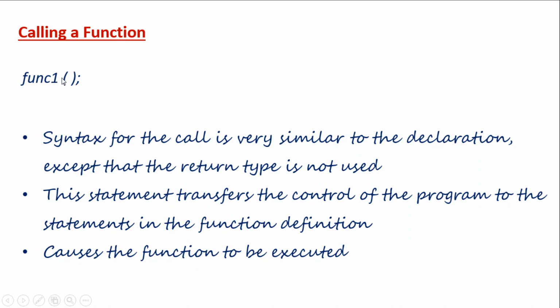So when you call a function, or when such a statement is faced, the whole control of the program will be transferred to the function definition where the statements are written, and all the steps included as part of the function will be carried out. After the execution of that part, the control will be retransferred to the statement which is after the function call. Now this causes the function to be executed. So the function call is the point where the function is basically executed. So this is all about the calling of a function.